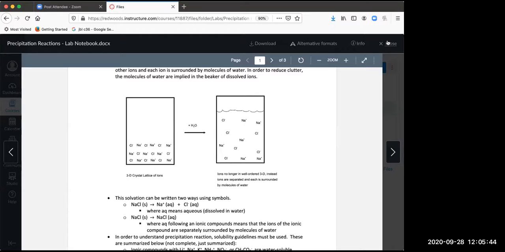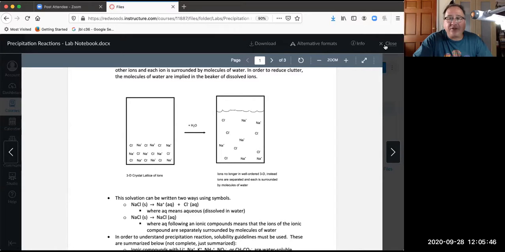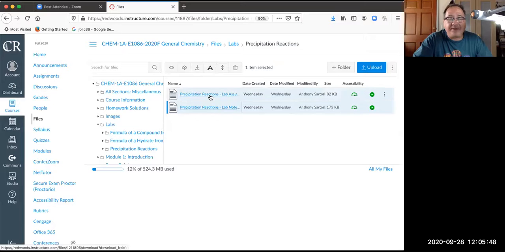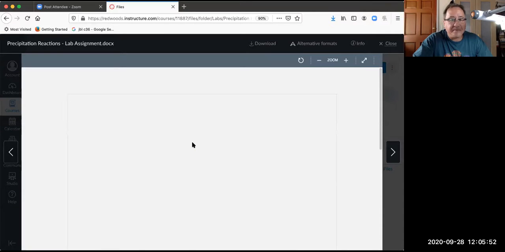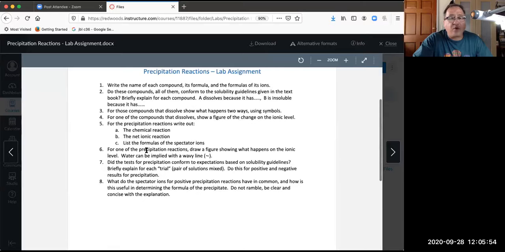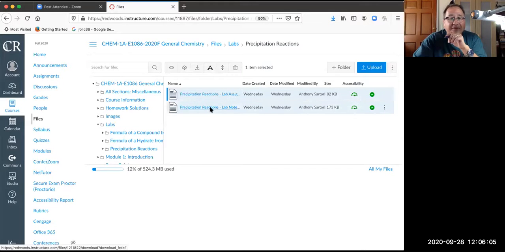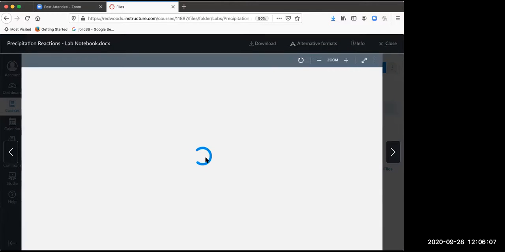Excellent. Okay, so I'm going to go ahead and close this window, and I'm going to open up the lab assignment and go to number 6, okay? So number 6, for one of the precipitation reactions, draw a figure showing what happens on the ionic level. Okay, so I'm going to close this, and guess where I'm going to go? To the lab notebook.